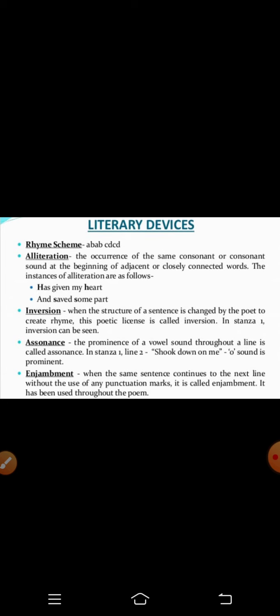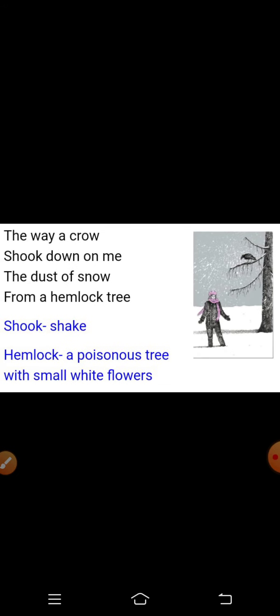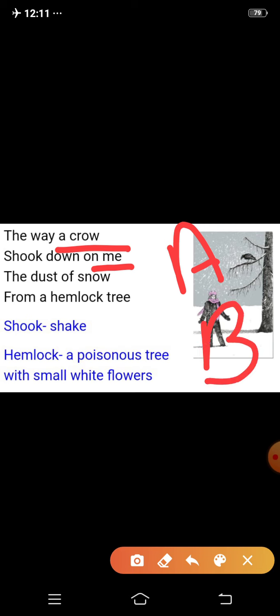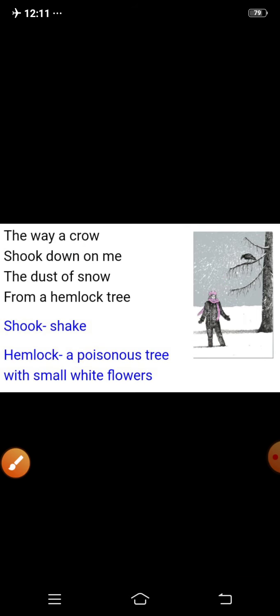Now we move forward to the literary devices of the poem. Many poetic devices are used here. First one is rhyme scheme. You can see the rhyme scheme of this poem is ABAB CDCD. So we can go to the first stanza to understand it better. The last word of the first line is crow. If we consider crow as A, and the second line, me, as B, then the last word of the third line, snow, will also be A, and the last word of the fourth line, tree, will also be B.